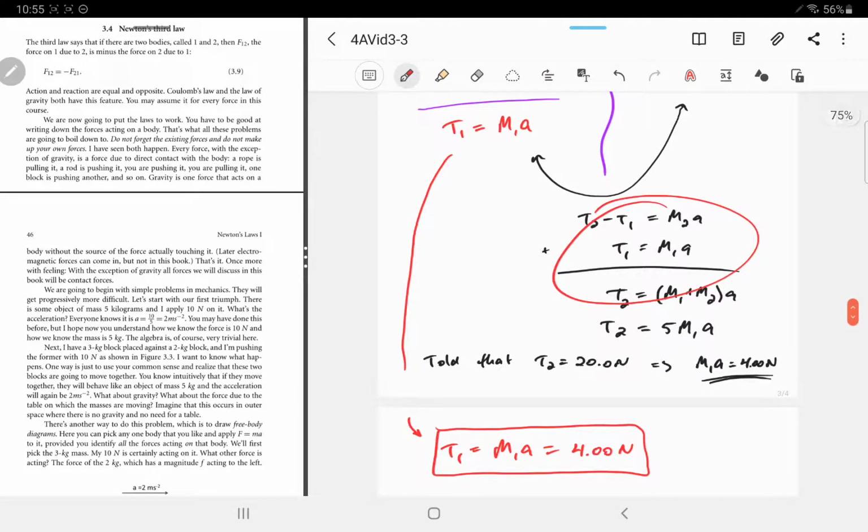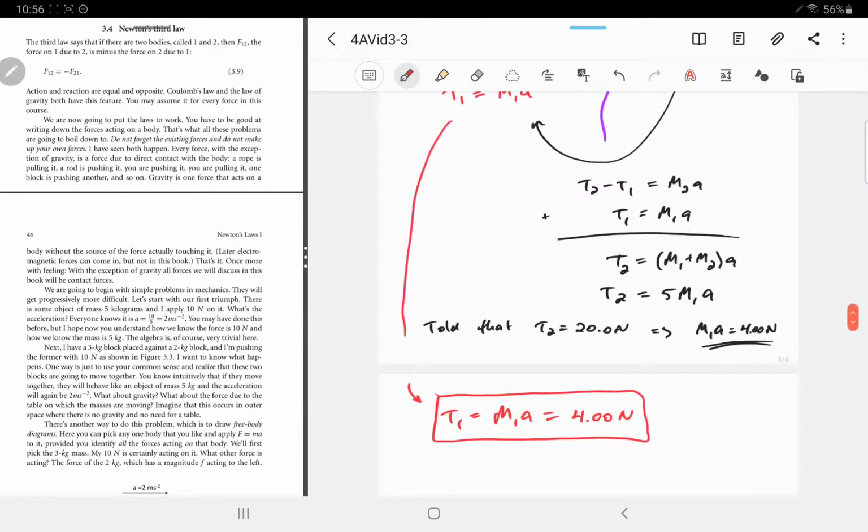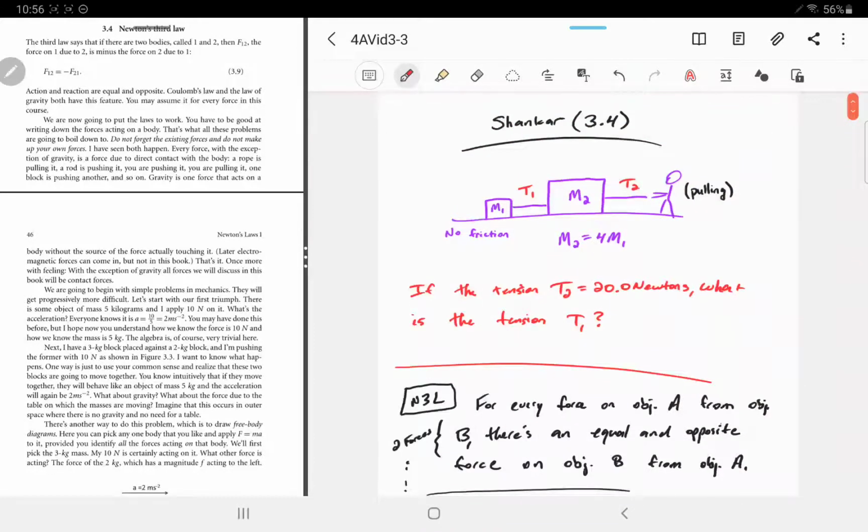So notice how we got rid of T1 here, just to relate T2 and M1A. And then we know what T2 is, so we could get some information about M1A, and then go back and relate it to T1 using our M1 free body diagram equation. Okay, so that's our answer. T1 is 4 newtons. So if T2 is 20 newtons, T1 is 4 newtons. All right.